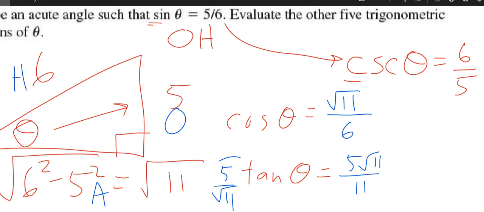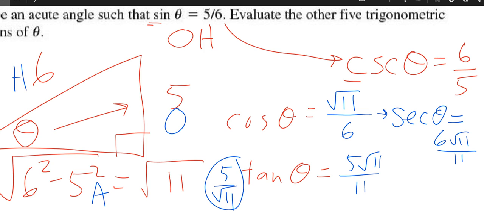Now, I have a reason why I wrote this over here, and I'll show you why in a minute. So what's the reciprocal trig function for cosine? Secant. The secant of theta equals, and then what were you going to say? Okay, so 6 radical 11 over 11. So she rationalized it in her head. She flipped it over and then rationalized it.